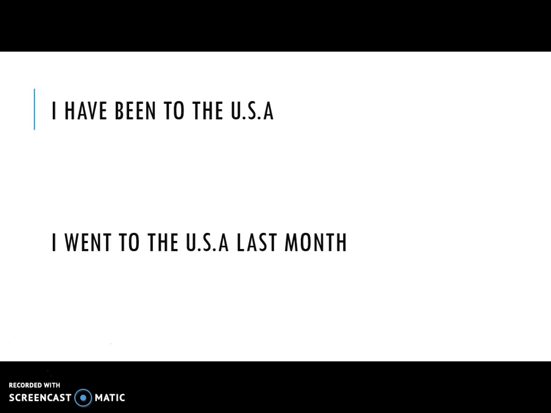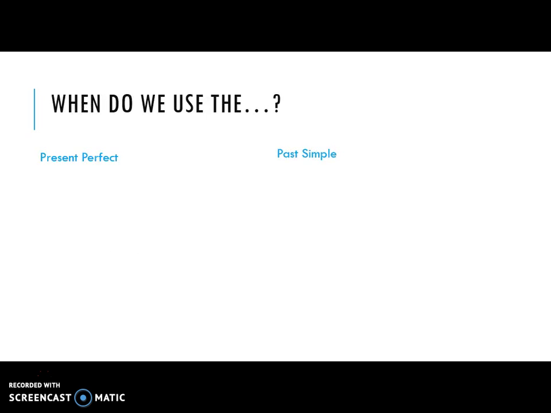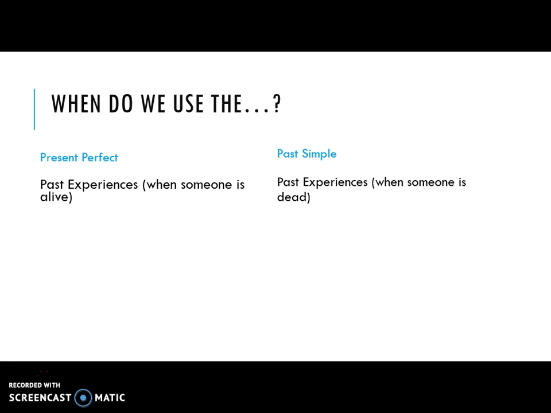Alright, we have two sentences. I have been to the USA and I went to the USA last month. The first sentence, is that present perfect or past simple? First sentence is present perfect. I have been to the USA. The second sentence is past simple. So when do we use the present perfect? Well, we use it for past experiences, and when someone is alive. Past simple is for past experiences when someone is dead.